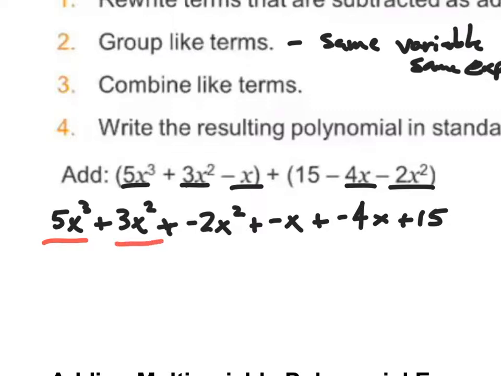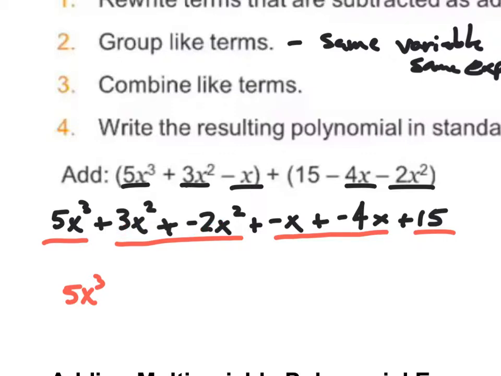I need to combine these two, 3x squared plus negative 2x squared, as like terms. I need to combine these two terms because they just have an x in those terms, and then I just have my 15. So I'm going to write this now as 5x cubed, and then I've got 3x squared plus negative 2x squared. Remember, guys, if I have the same variable to the same exponent, I just add the coefficients, the numbers in front of the variable.